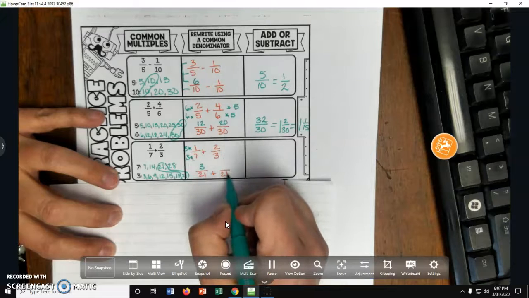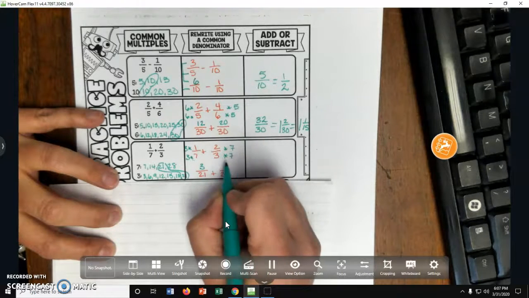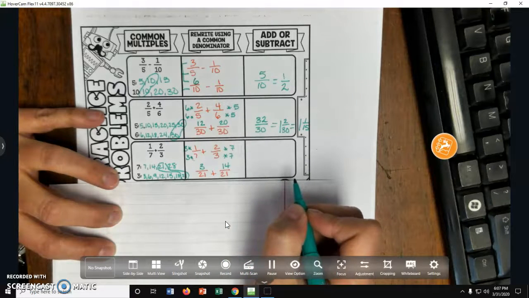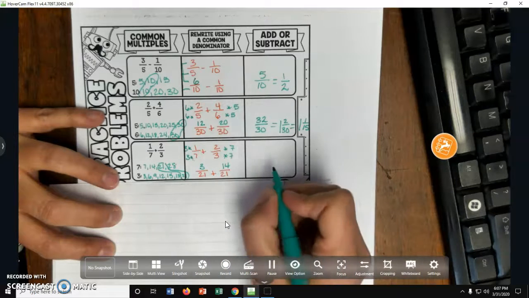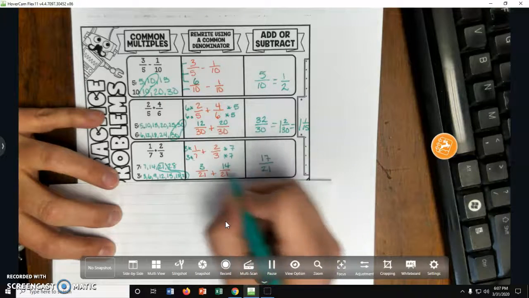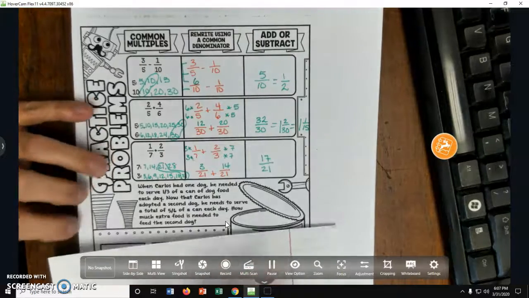Over here, what am I multiplying 3 by to get to 21? Well, I'm multiplying by 7. 7 times 2 is 14. 14 21sts is equivalent to 2/3. Now I'm going to add those numerators together. 3 plus 14 is 17 21sts. 3 21sts plus 14 21sts is 17 21sts.